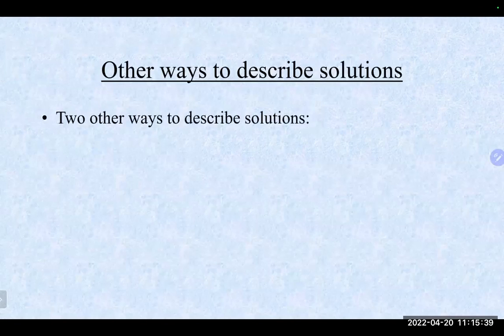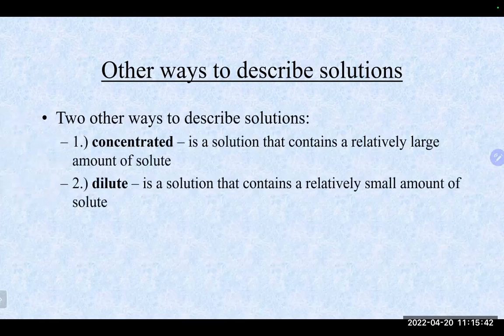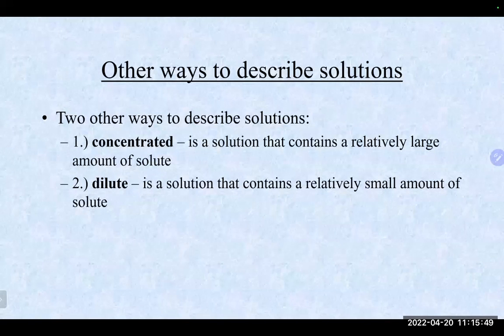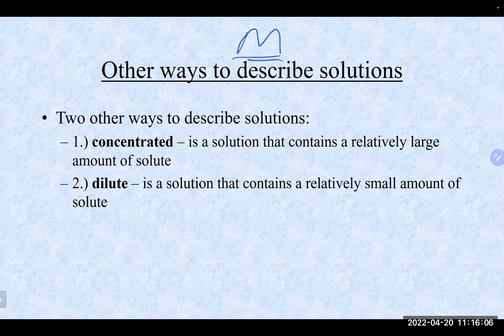Wonderful things. All right. There are a couple other ways we could describe solutions. A concentrated solution has a relatively large amount of solute dissolved in there, and a dilute solution has a much smaller amount of solute dissolved in there. As we'll talk about, one of the most common units of concentration is molarity, which is big M. If you ever looked at any of the bottles that we use, there's usually a number in front of the big M. The larger the number, the more concentrated it is. The smaller the number, the less concentrated it is.